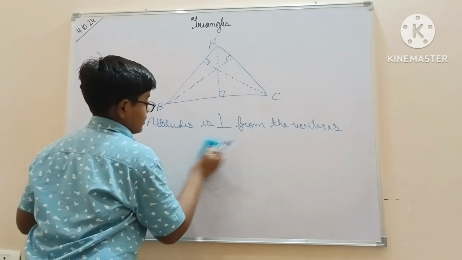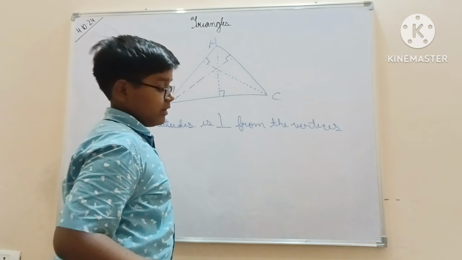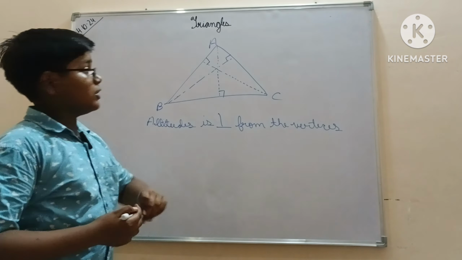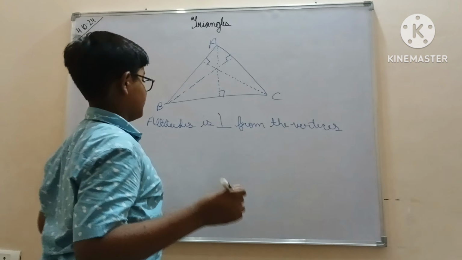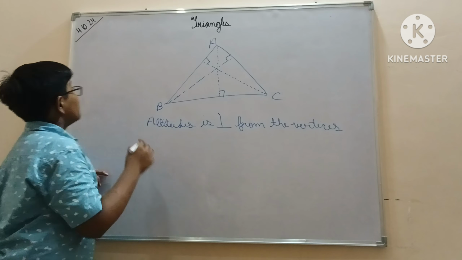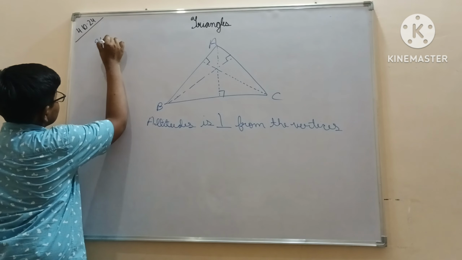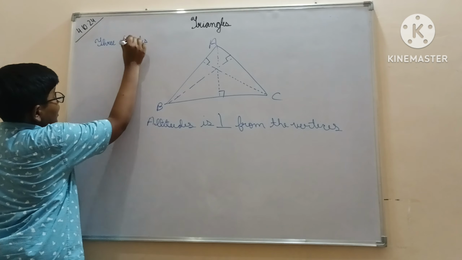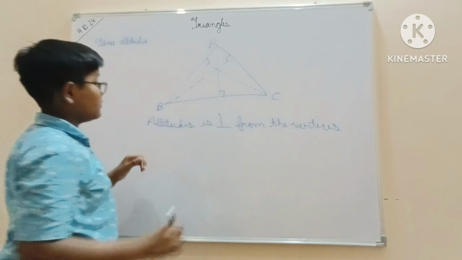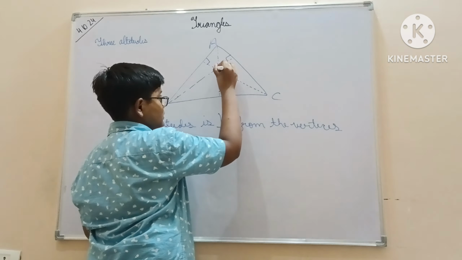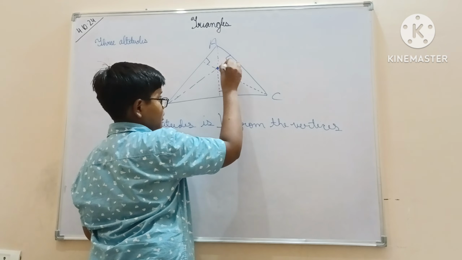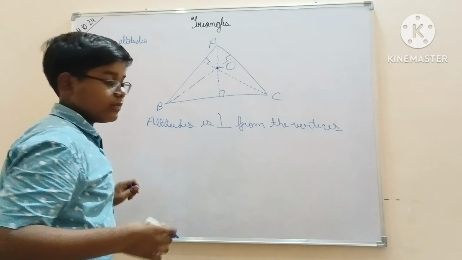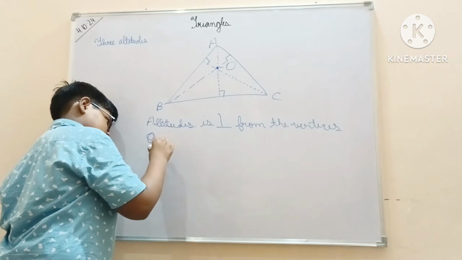So these lines are called altitudes. Three perpendiculars in the triangle are called three altitudes. So there are three altitudes, and the point of occurrence of these three altitudes, which is here, this point of intersection, is denoted by O, which is called the orthocenter.